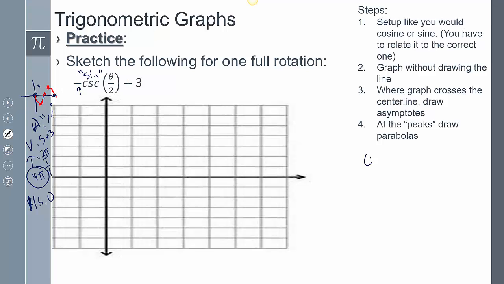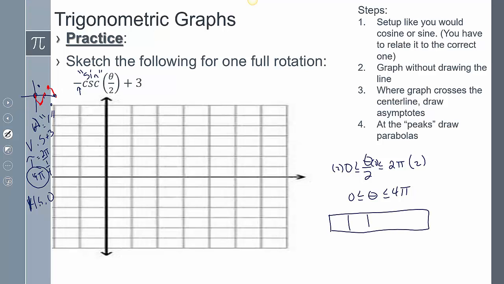So now I take whatever's on the inside of my graph, I put that between 0 and my natural period, which is 2 pi, multiply everything by 2. So I get 0 is less than or equal to theta, which is less than or equal to 4 pi. So now I can construct that value box. 0 is here, 4 pi is here. Add the ends, divide by 2. Add the ends, divide by 2. Add the ends, divide by 2.